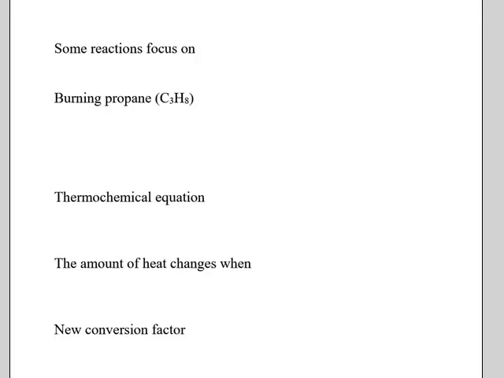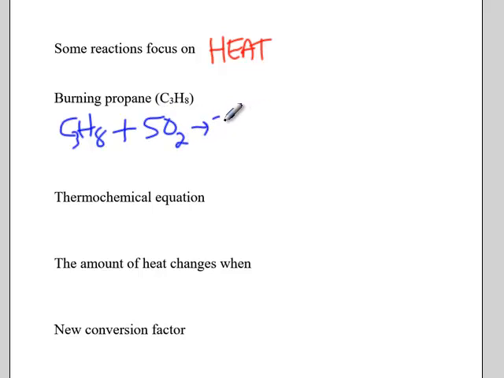Another thing that stoichiometry is useful for is when we look at a reaction that focuses on the heat that's produced or absorbed by the chemical reaction. For example, burning propane. I think we've seen this balanced reaction before. C3H8, propane, reacts with oxygen, and that forms carbon dioxide and water.